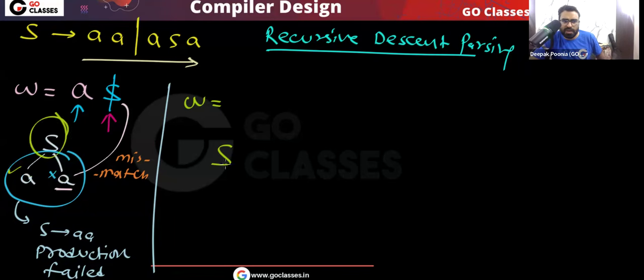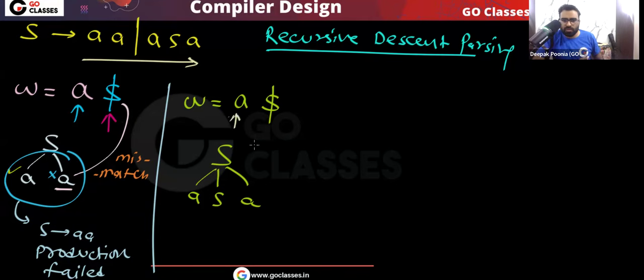Now you are here and you will try the next production, asa. On the input string also we go backward, so now this is the situation. Notice this a and this a are matching, so I can put a small tick mark, and on the input string I will move to the next symbol. This a has become successful.